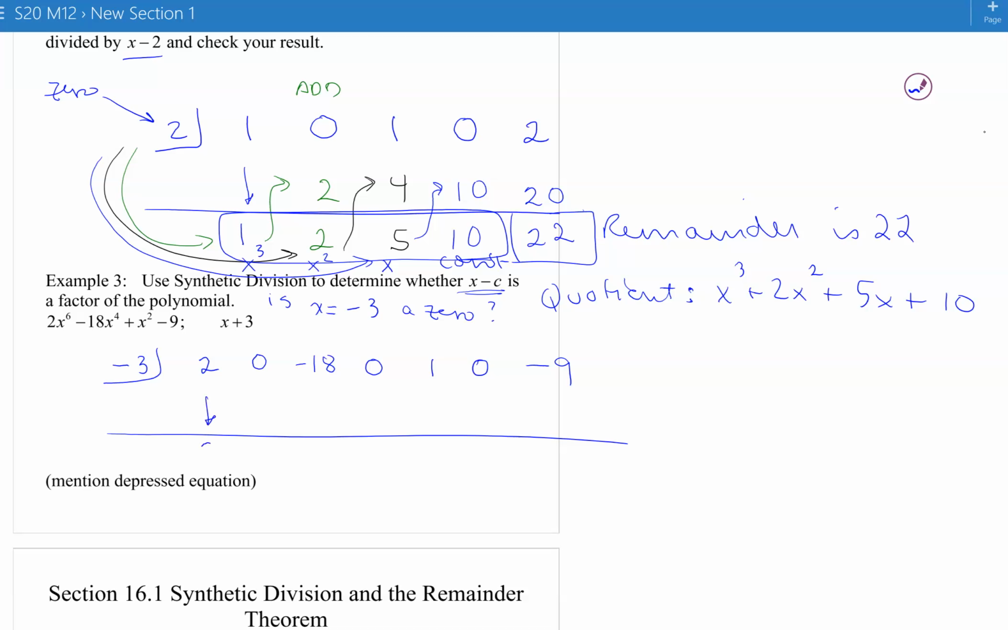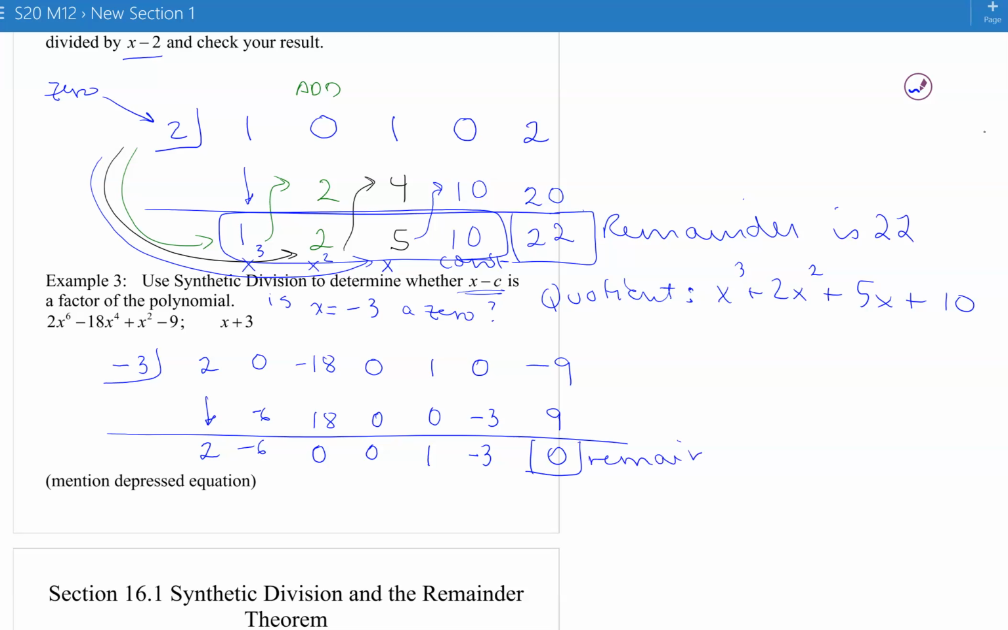So synthetic division: 2, -6, -6. 18 and -18 is 0. -3 times 0 is 0. 0 plus 0 is 0. -3 times 0 is 0. 0 plus 1 is 1. -3 times 1 is -3. Add. And I get 0.